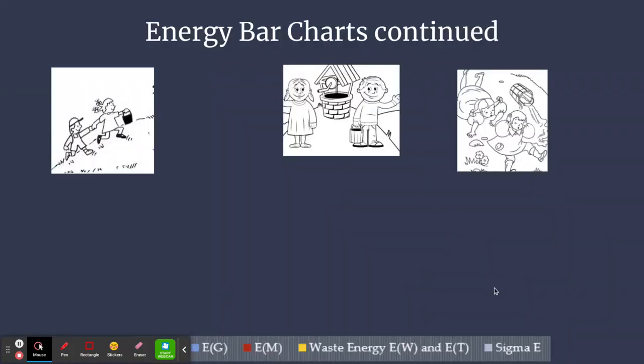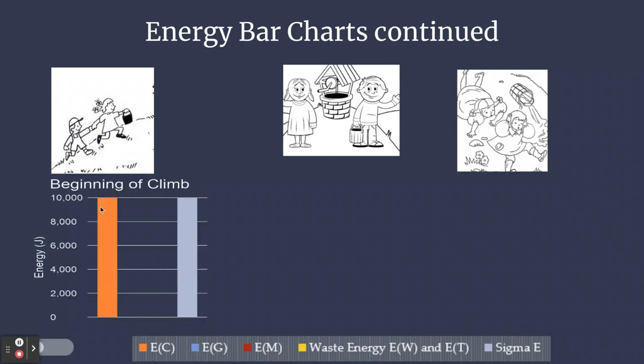So we want to make this into energy bar charts. Here's what this would look like. All right, so we have our key right here, and what you should do is take either some colored pencils, or you're going to want to mark the type of energy on your bar chart itself. So let me show you what this looks like. At the beginning of the climb, we have EC, right? That's chemical energy. And notice that we can actually put numbers to it, right? 10,000 joules of chemical energy.